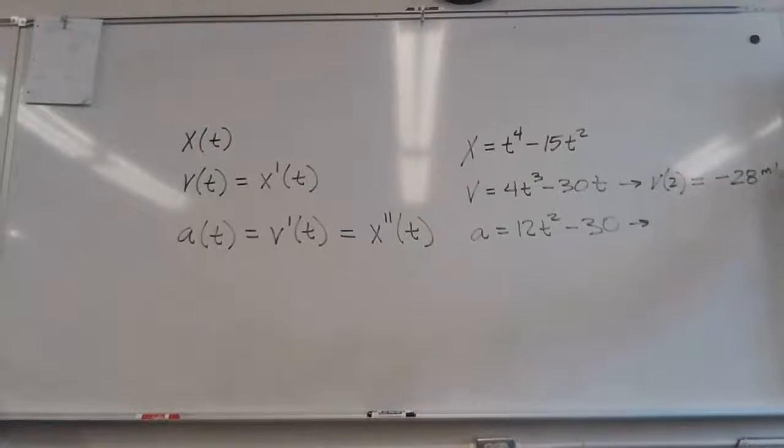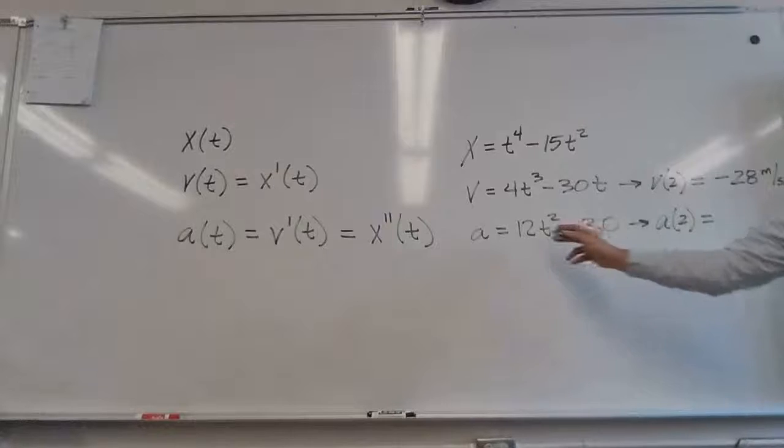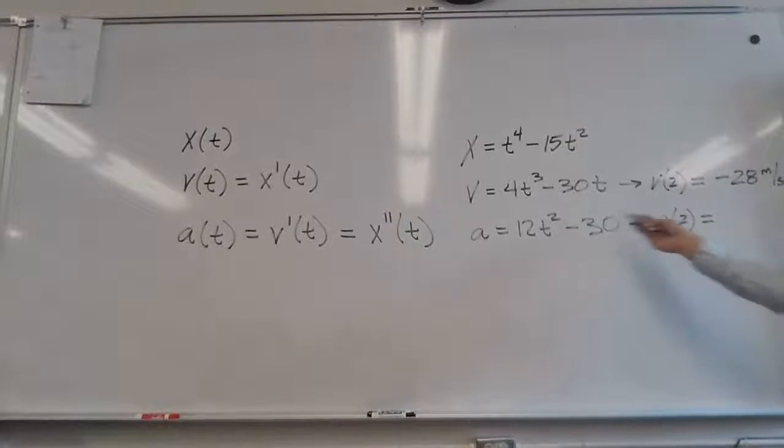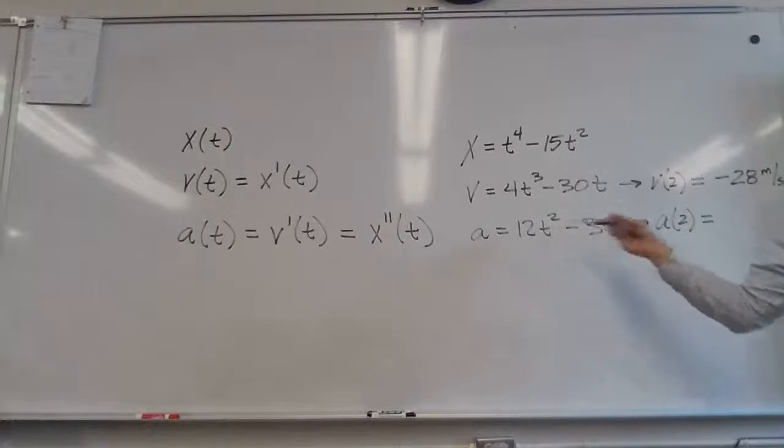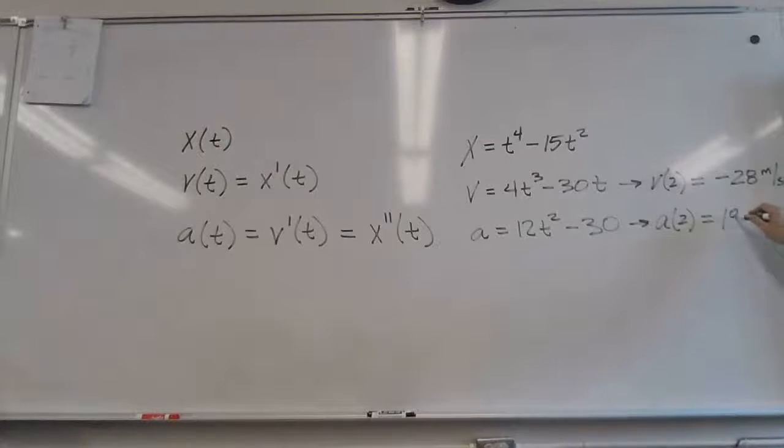I hope I didn't make any boneheaded mistakes there. Obviously, you can jot it down on a piece of paper; don't try to do it in your head. But anyway, plug in 2 for the acceleration: 48 minus 30 is 18. So this thing has pretty big values. Negative 28 is the velocity, and 18 is the acceleration. Are there any questions on that? Any confusion? Okay.